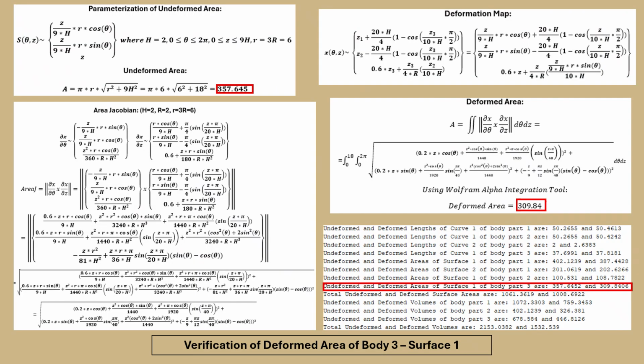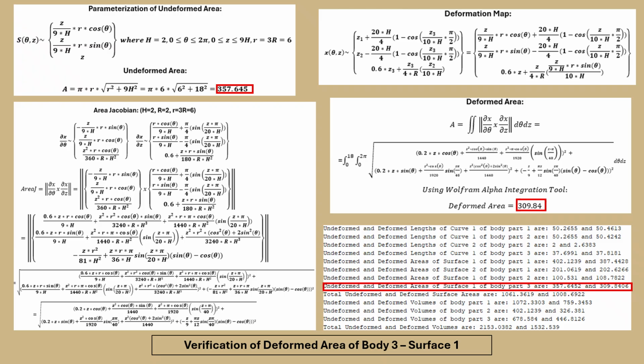All right, so here is the verification of the calculation for my deformed body. At the top, we started by parameterizing the undeformed area, which is just from my MATLAB code. There is my calculation for the undeformed area of the cone. And then here is the deformation map that we applied, and then the area Jacobian calculation with respect to theta and z. And then we also found the magnitude, and I plugged that magnitude into the double integral, which is basically finding the deformed area.